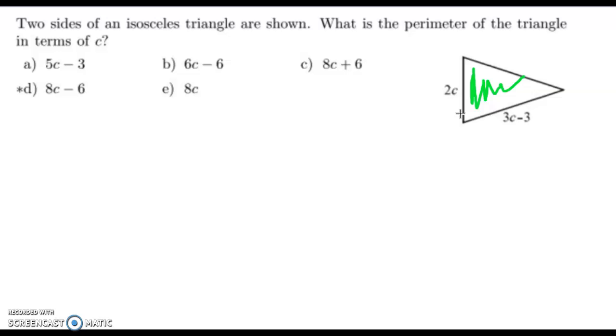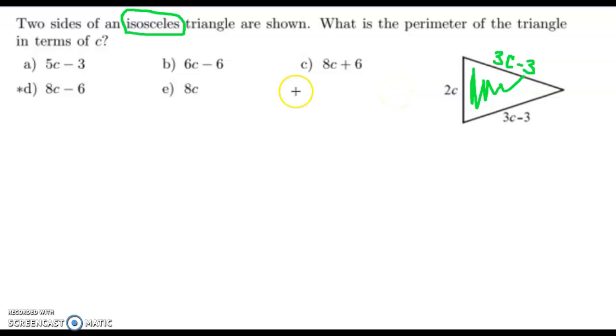It says two sides of an isosceles triangle. Don't let this word get you down here, this isosceles word. I know sometimes we see a word, we don't know what it is, and it confuses us. But isosceles only means that two sides of the triangle are the same length. So that would mean if this side here is 3c minus 3, that means this side here is also 3c minus 3. Gee, it's hard to say. Because isosceles triangles have two sides that are the same length.